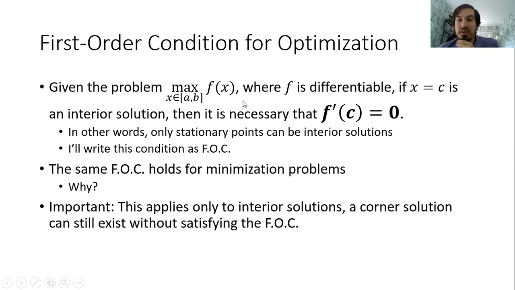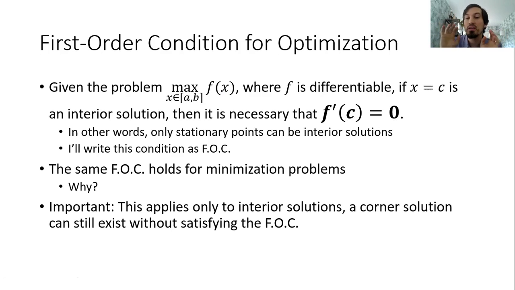This is a necessary first order condition, what I'm showing you right now. Given the problem, maximize over x in the interval a to b the function f of x, where f is differentiable. If x equals c is an interior solution, then it's necessary that f prime of c equals 0. What does that mean? It means that if f prime of c is not equal to 0, it's definitely not a maximum or a solution. If it is true, then maybe it is. I'm not sure that it's the solution, but it might be.